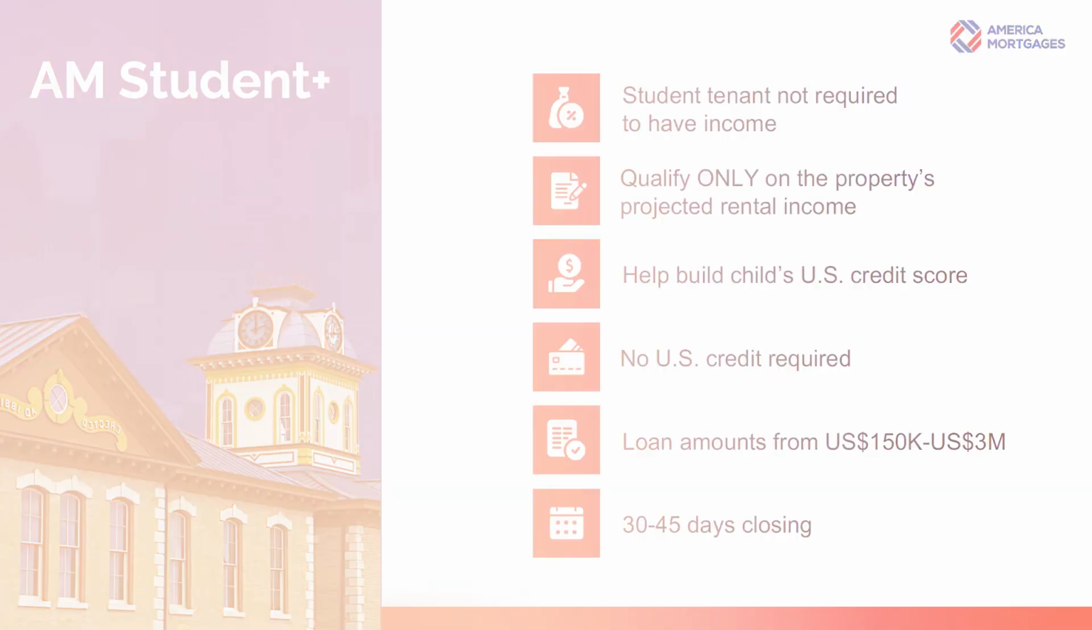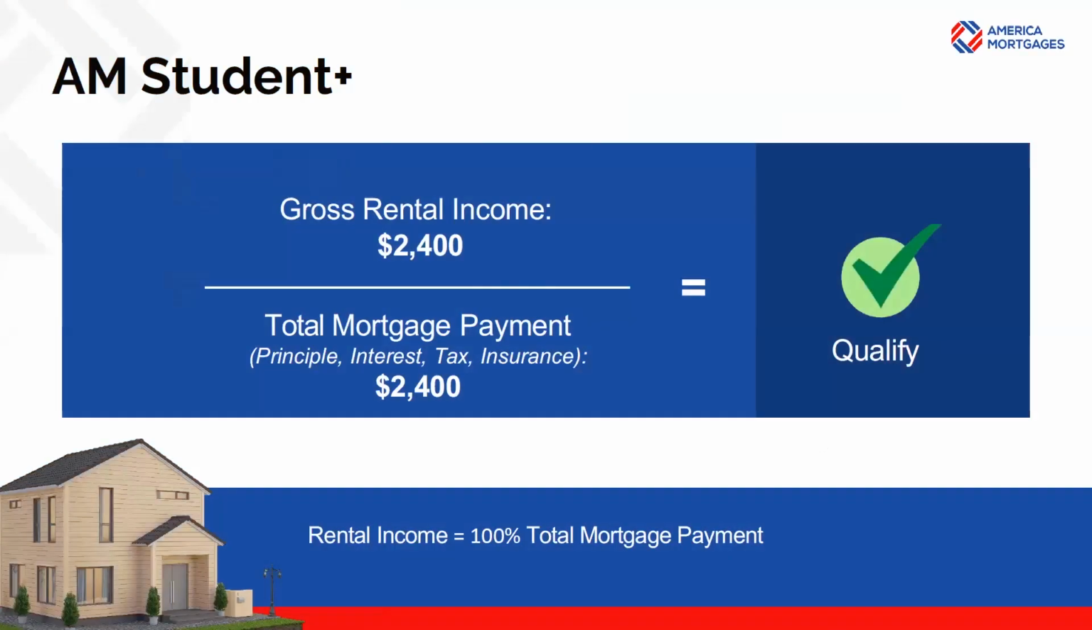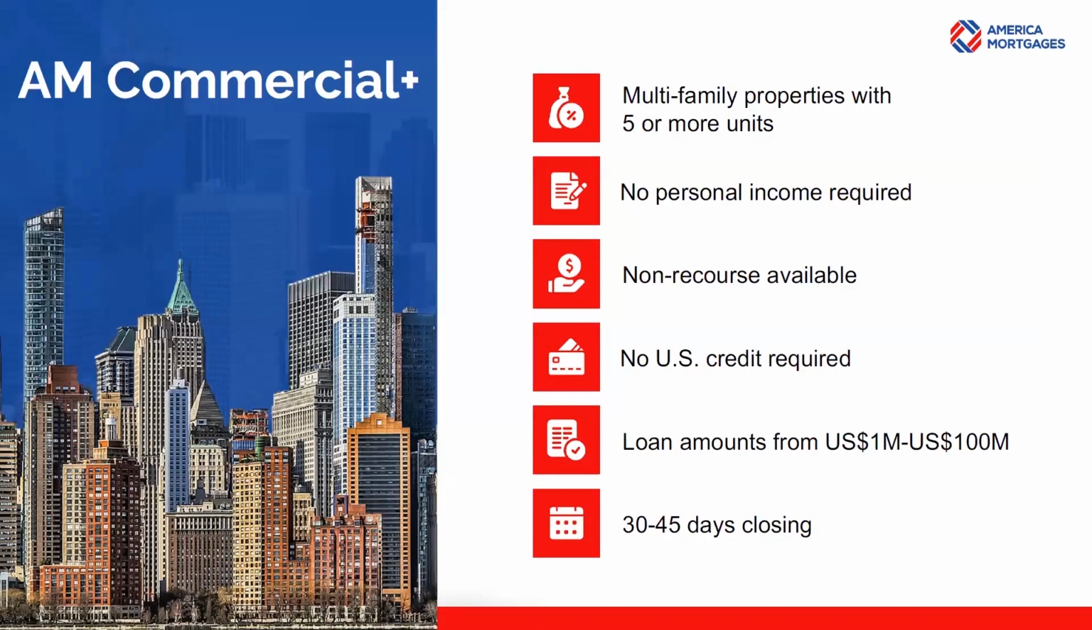Qualification: rental income and the property expenses have to match at least 1-to-1 for this particular product. So in this case, $2,400 for the income. Principal and interest, tax, insurance don't exceed $2,400 as well. 1-to-1 coverage, we're approved. Fantastic.